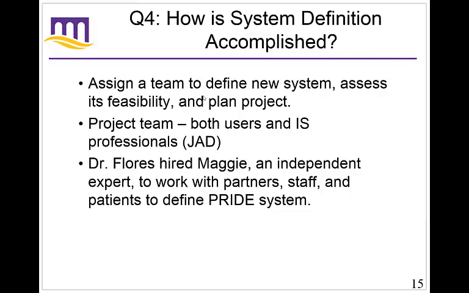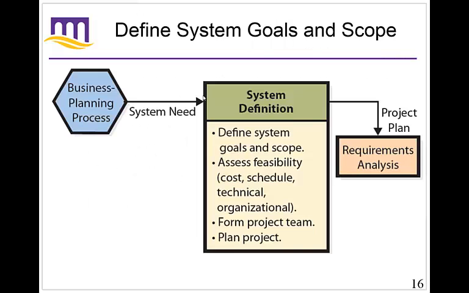And once you go through this process, define the system, and it gets approved, then you create your project team, which is going to consist of both users, the people that are going to use the system, and the IS professionals. So in our example, in the case, Dr. Flores hired Maggie, who's an independent expert, to work with partners, staff, and patients to define the PRIDE system. So they define what the requirements are that are needed. I'm sorry, we haven't got to the requirements yet. We're just defining what this project is basically going to do. We haven't got to the specifics yet.